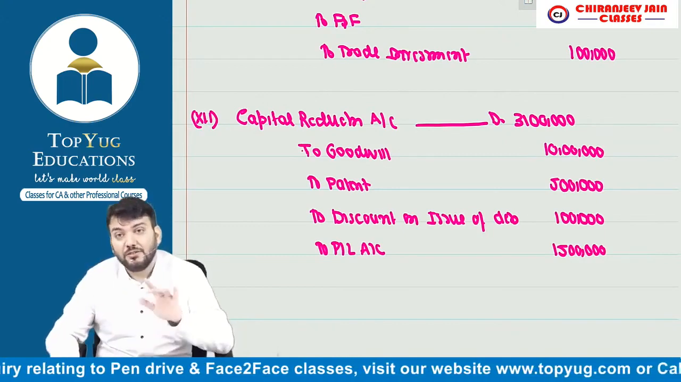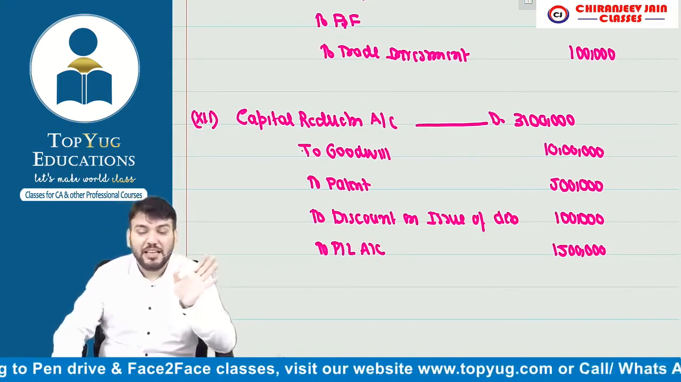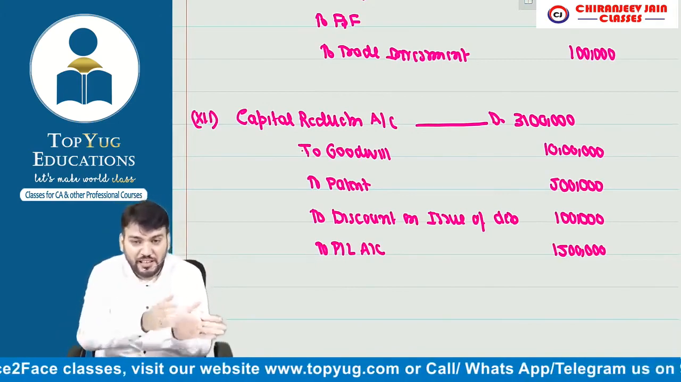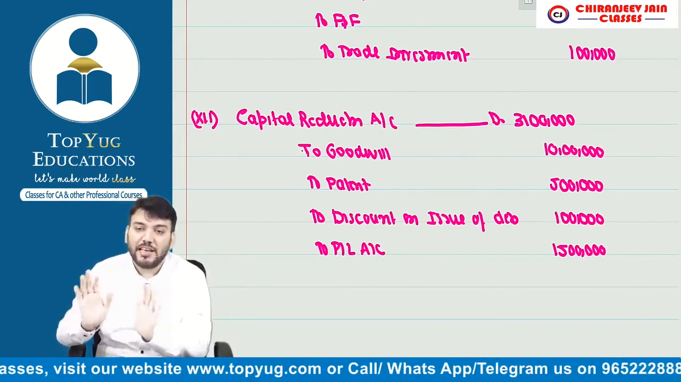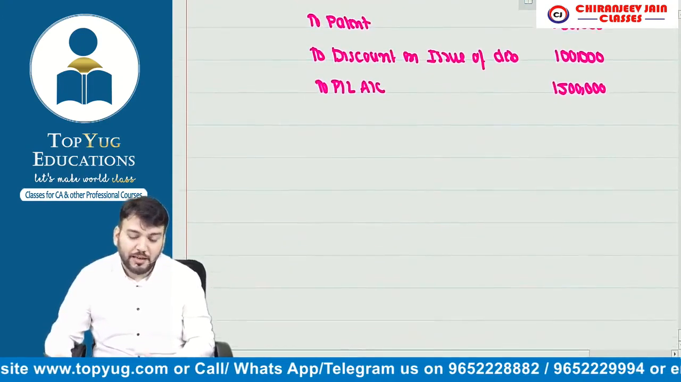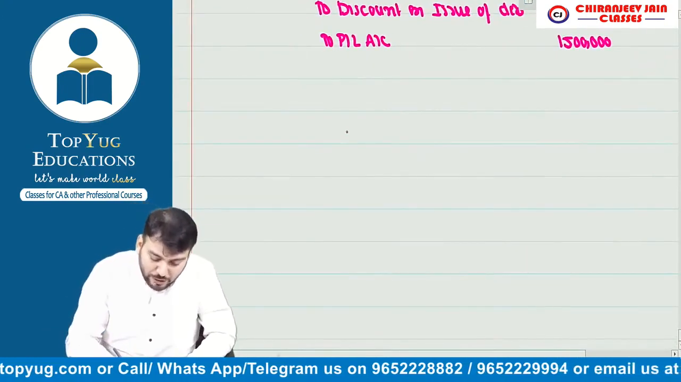So the answer is nil. So the surplus is nil. Therefore it is, I will say, a perfect question where the gain means reduction and the loss are the same. Correct now? So the surplus is nil. Therefore nothing will be transferred to PL account. Done? Yes sir. Now they have asked you to prepare bank account.